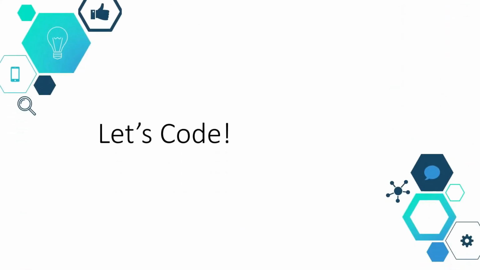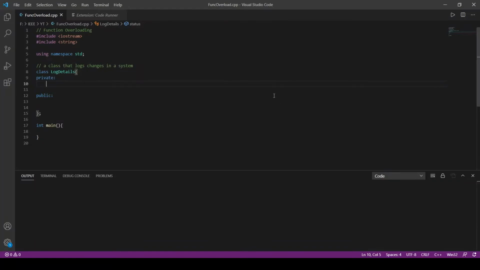Now let's code and apply what we have learned thus far. Let's say we want to create a class log details which keeps a track of any changes that take place in a system. It will have two data members. The first is of the type boolean called status. True will represent that the system is working fine and false will represent that there is some issue. The other data member over here will give a little more details about the status. For example, if there's an issue, it can say what kind of issue it is, so it will be of type string.